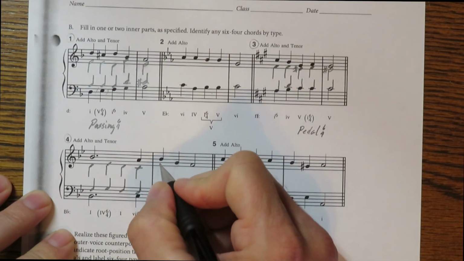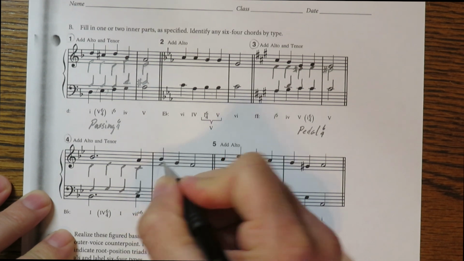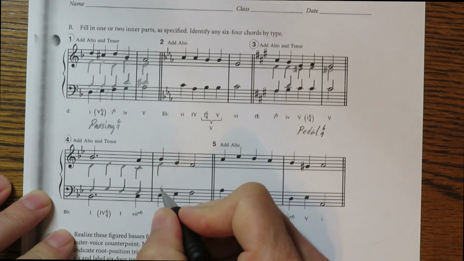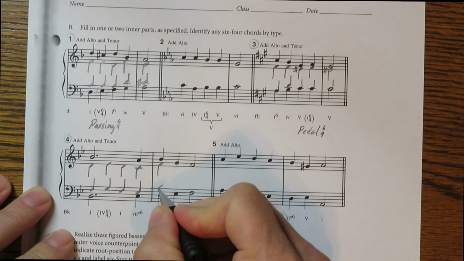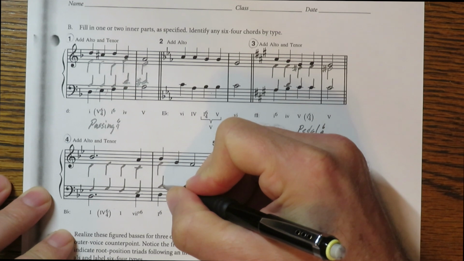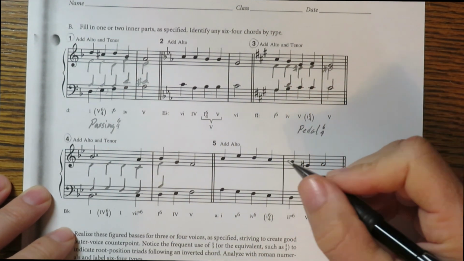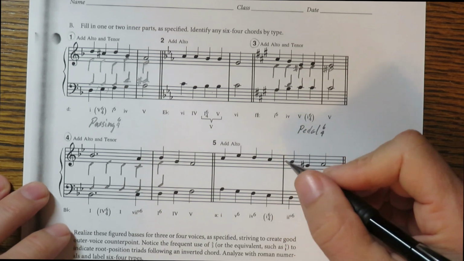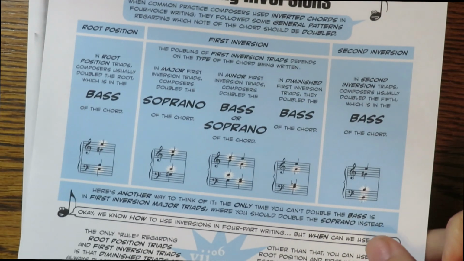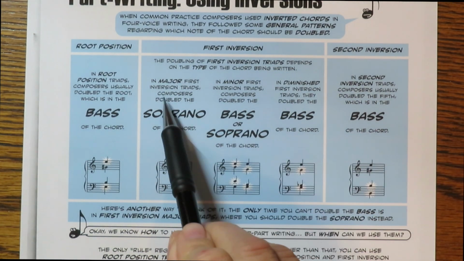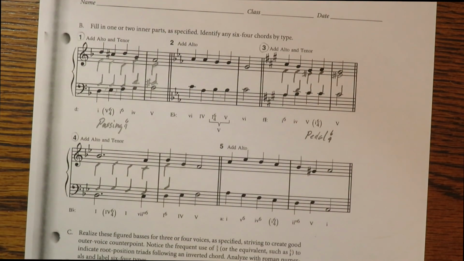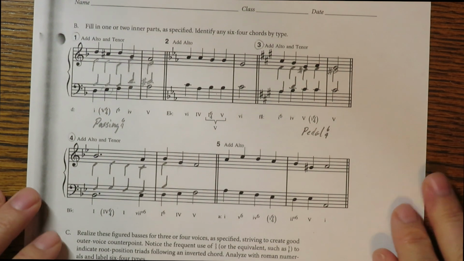So we just switch the voices. We'll put the F here. All right. And B flat here. And we've doubled the soprano in major first inversion. That's even better with the doubling, right? Let's see. Major first inversion triads, composers doubled the soprano. All right, so good call both ways.